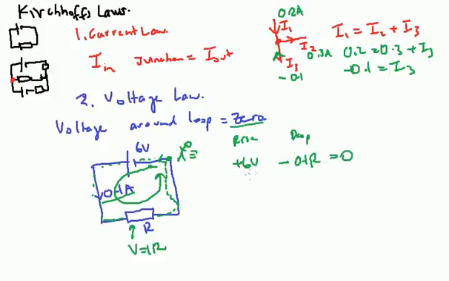And now I can solve that. So 6 minus 0.1 R equals 0, 6 equals 0.1 R, R equals 60 ohms.